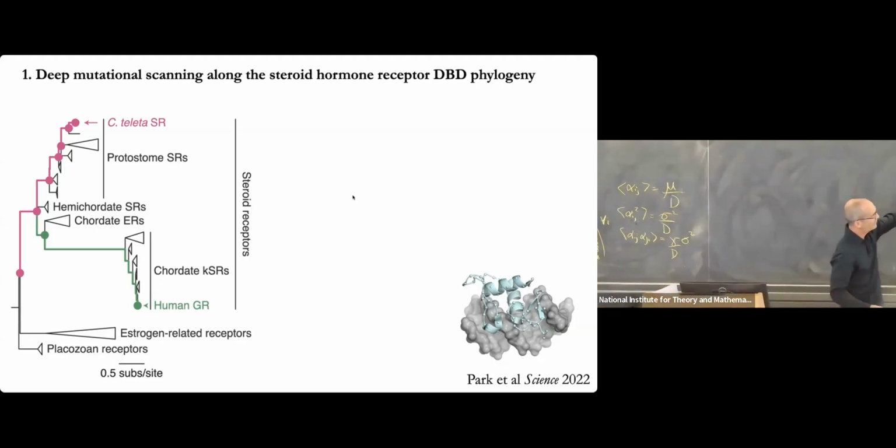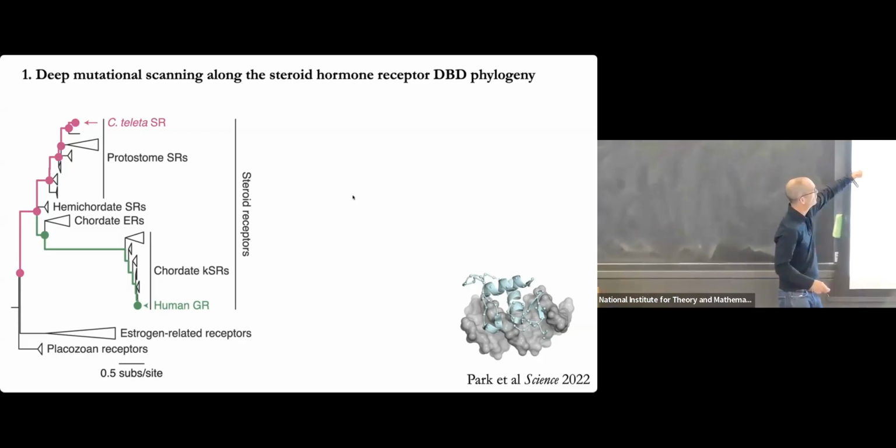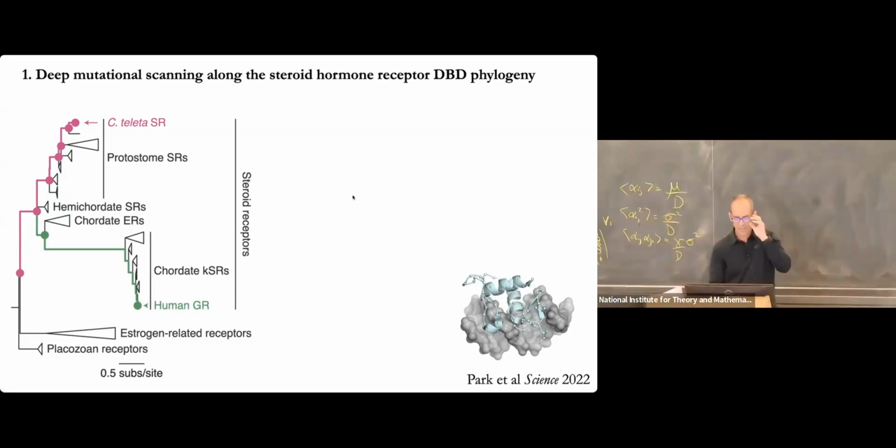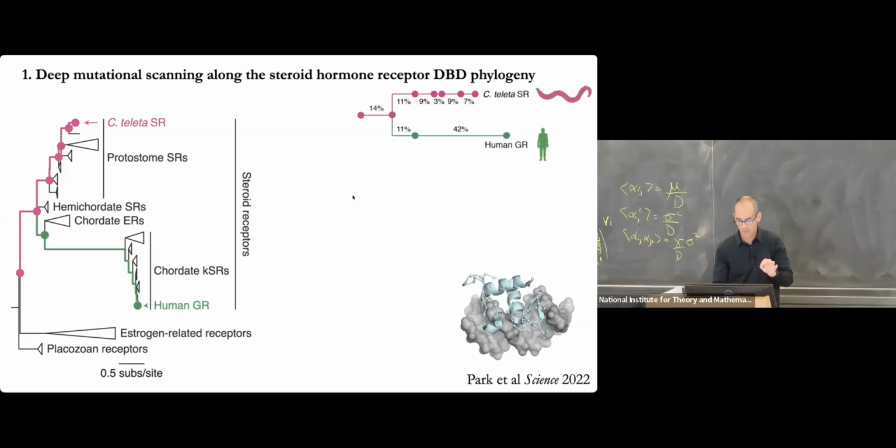So we inferred the phylogeny of the steroid receptor family from several hundred extant sequences. A cartoon version of the phylogeny is shown here, and I'm going to talk to you about two phylogenetic trajectories shown here in purple and green. There's a split here. They all have the same DNA binding function in our experiments.